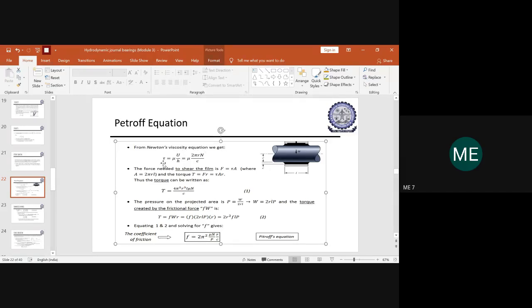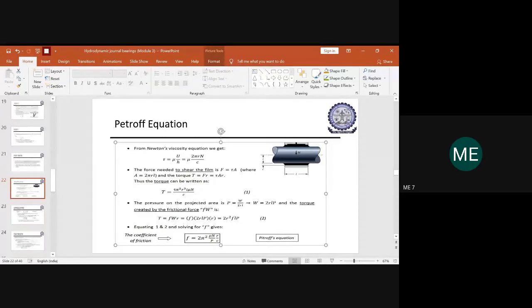To start, we will write down the Newton's viscosity equation. You know that shear stress is equal to viscosity into the constant velocity gradient upon h. You also know what h means. What is h here? Can anyone tell me? We dealt with it in our nomenclature. Yes, oil film thickness, the minimum oil film thickness.